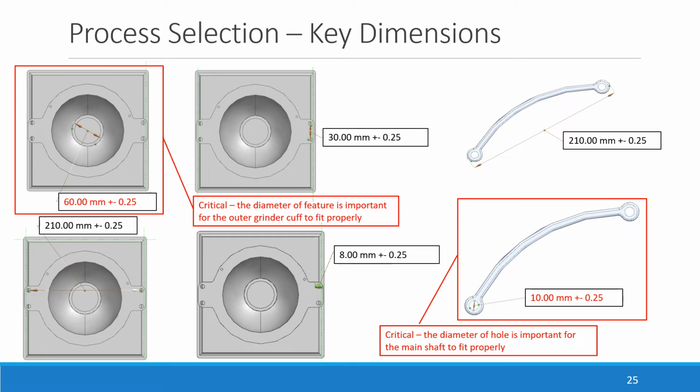Below are the key dimensions for the redesigned base and the crank. The dimensions for the base are on the left and the dimensions for the crank are on the right. The ones circled in red are the critical dimensions.